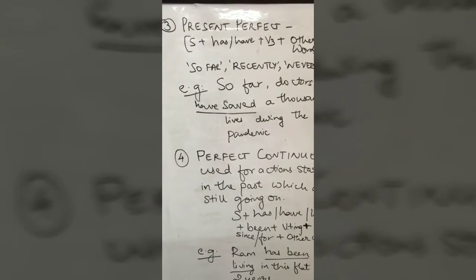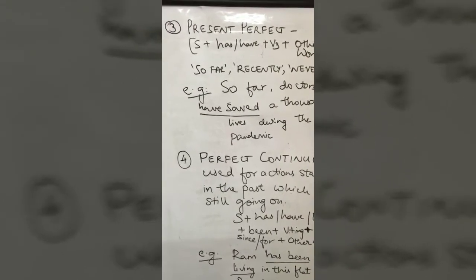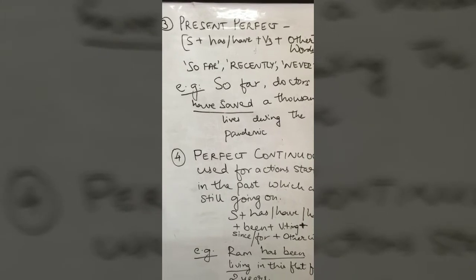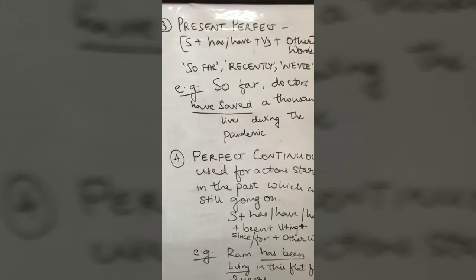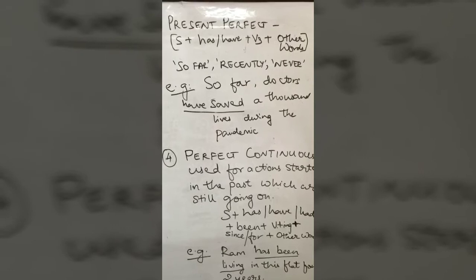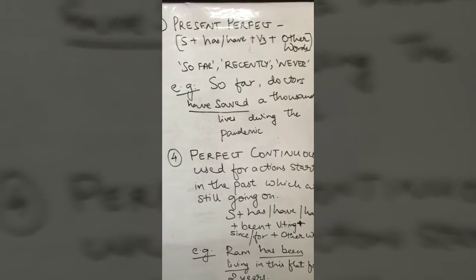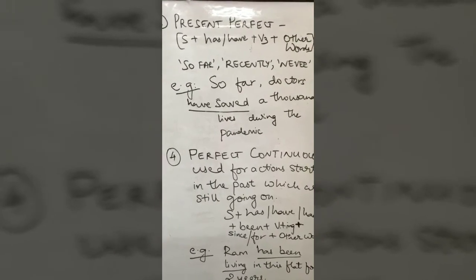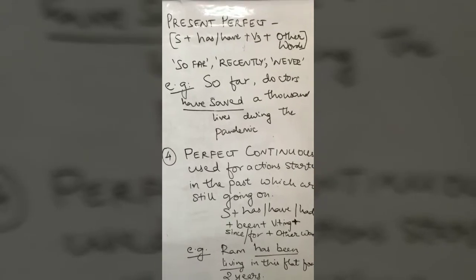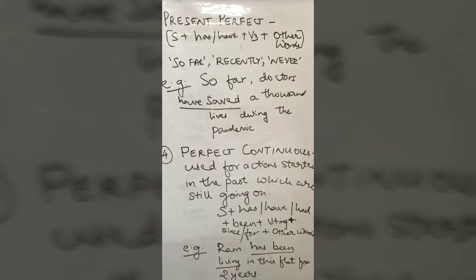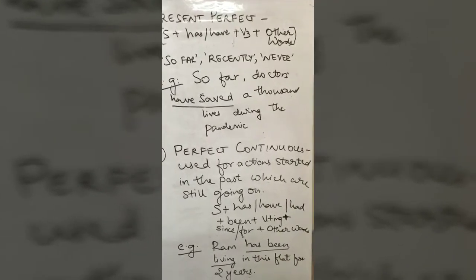Remember, we talked about the V3 form. V3 form is the form such as eaten, played, gone, etc. So whenever there are words such as so far, recently and never, we have to use this form, that is has or have plus V3. For example, so far, doctors have saved 1,000 lives during the pandemic.